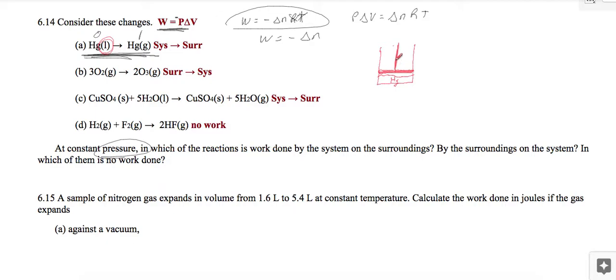Really struggling with this, guys. Apologize. Some kind of a piston there. All right.